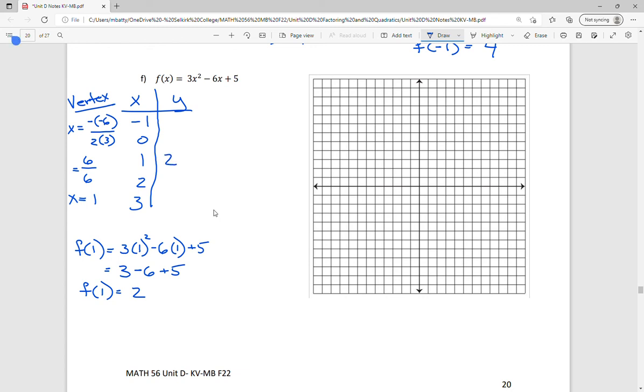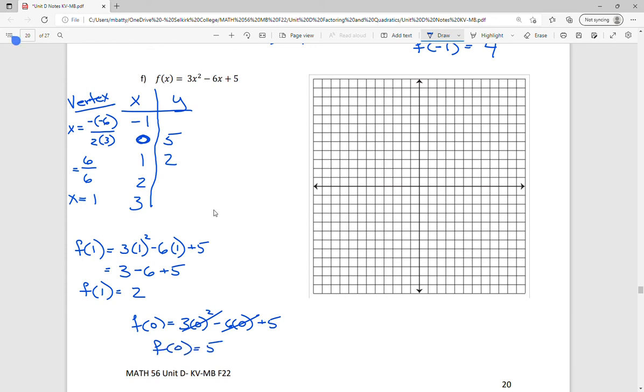All right, let's go up this time. That 0 is very attractive to me to sub in. I would get a 5. I'll show you how I can see it. F at 0 is 3 times 0 squared minus 6 times 0, all of which is nothing. Oh, there's the plus 5, right? So F at 0 is 5.